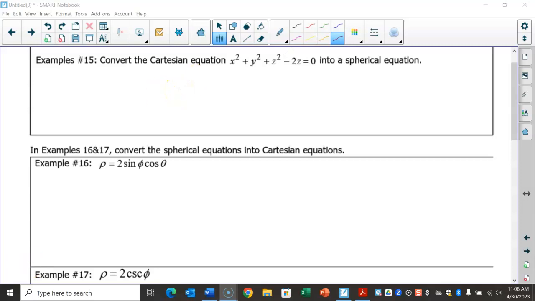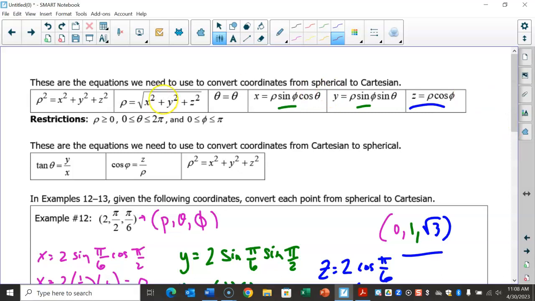Alright guys, welcome back. Today we're going to start talking about how we can convert Cartesian equations into spherical equations and vice versa. And so I'm going to just say that we're going to start using these equations that you see right here. And let's go ahead and begin.